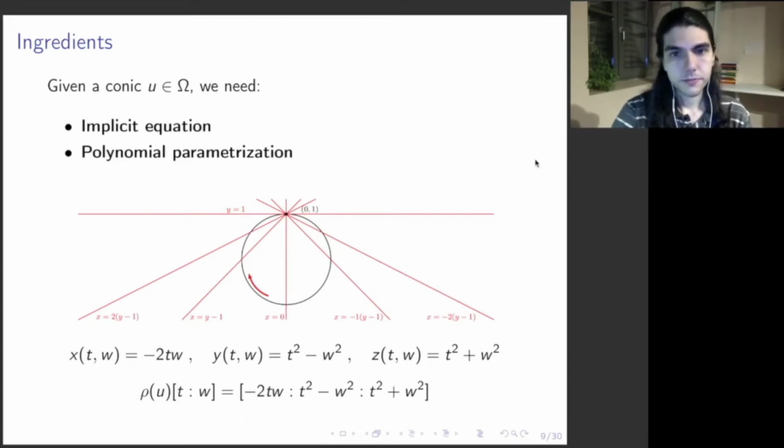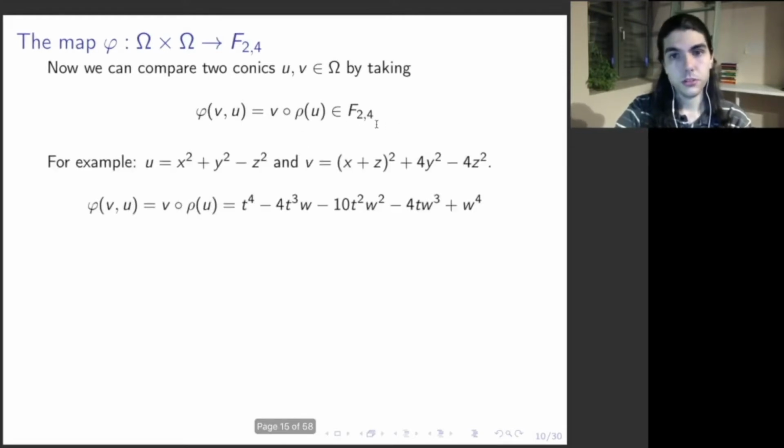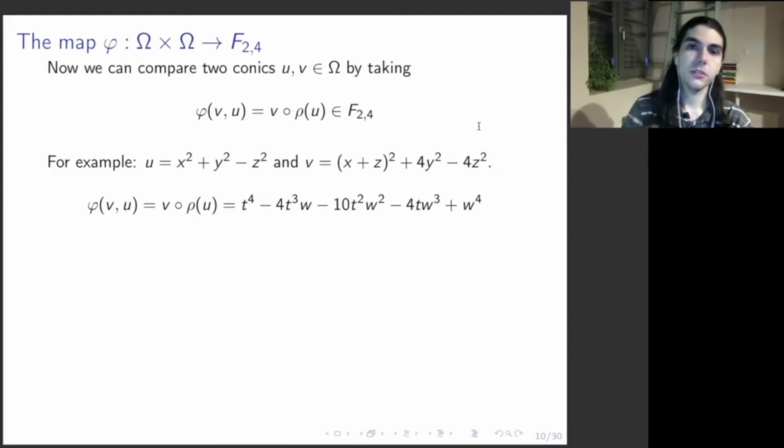Alright, now we can define the map phi. Taking two conics u and v, phi of vu would be this composite right here. We'll take the polynomial parametrization of u and we'll evaluate this in the implicit equation of v. And this will produce a homogeneous polynomial of degree 4 on the two variables t and w.